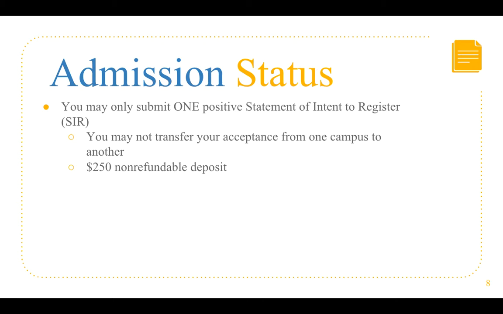You can only submit one positive statement of intent to register. So basically, you can only choose one campus. And you can't transfer that acceptance from one campus to another, so you'll want to wait till you hear back from all of the schools before you commit. You will also submit a $250 non-refundable deposit when you're doing that SIR.